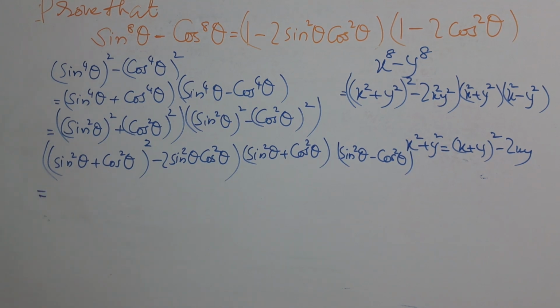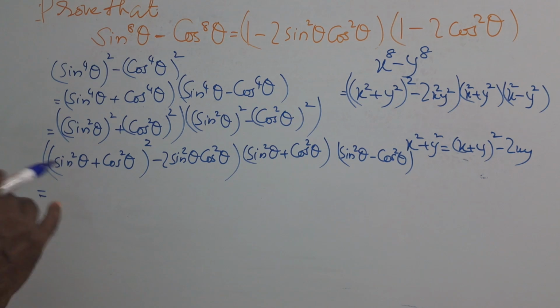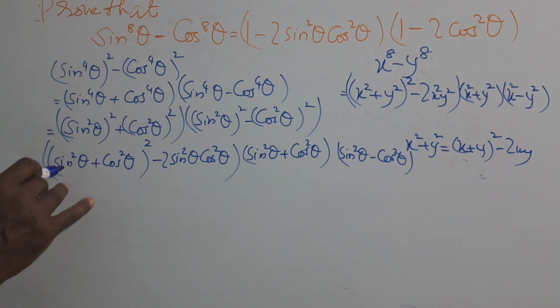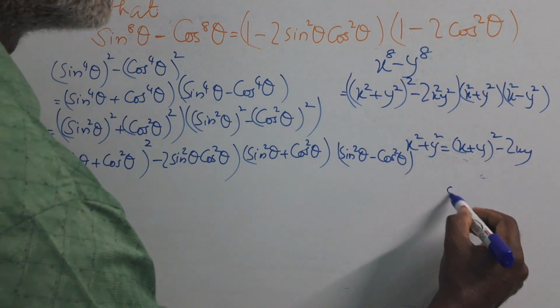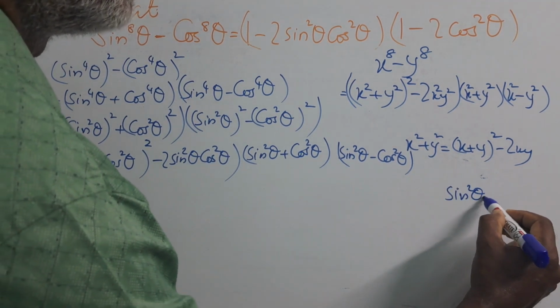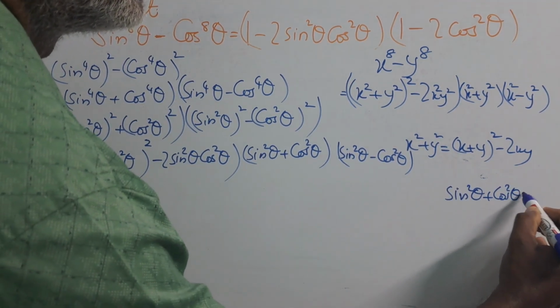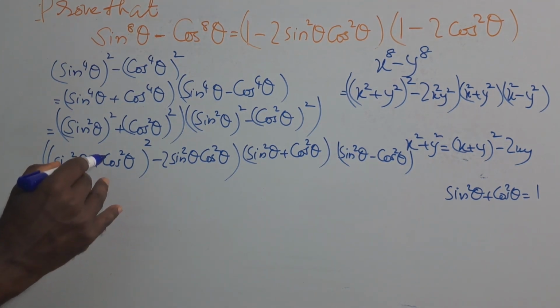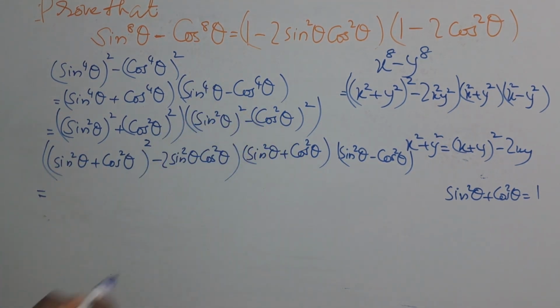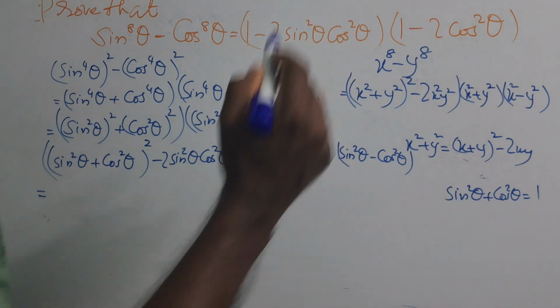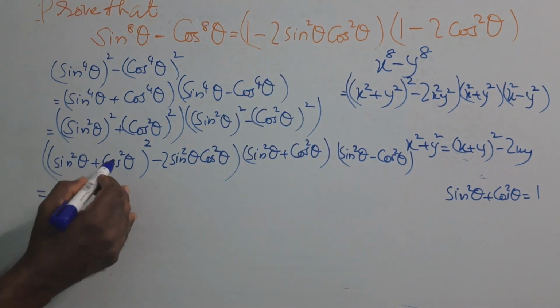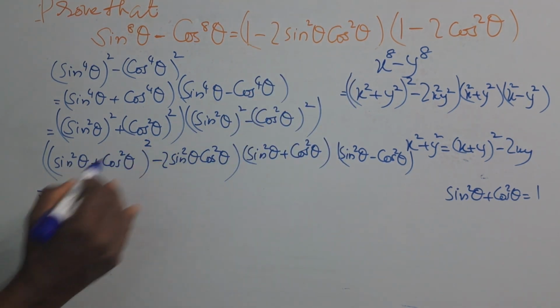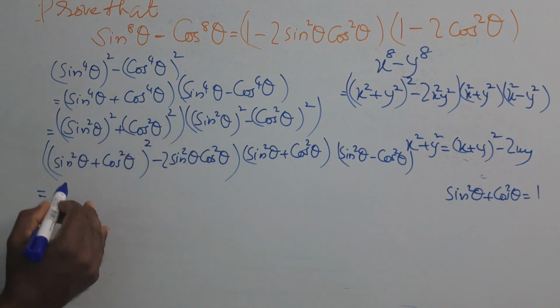We need to remember the trigonometric identity that sine square theta plus cos square theta equals 1. So this can be substituted as 1 and this one can also be substituted as 1. Here, 1 square minus 2 sine square theta cos square theta.